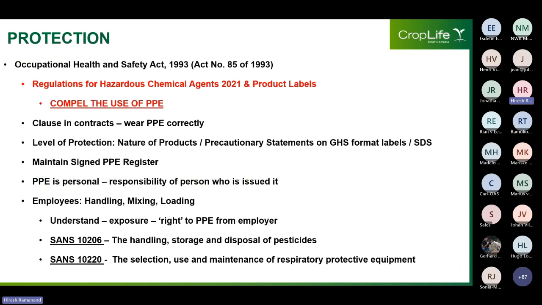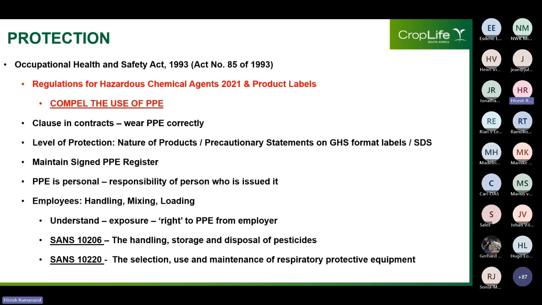Right, let's move on. When it comes to protection, the Hazardous Chemical Agents Regulations of 29 March 2021, covered under the Occupational Health and Safety Act, Act number 85 of 1993, as well as crop protection product labels, compel the use of personal protective equipment, as I mentioned earlier, commonly referred to as PPE.